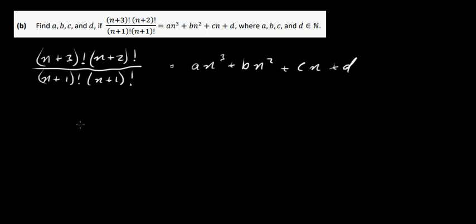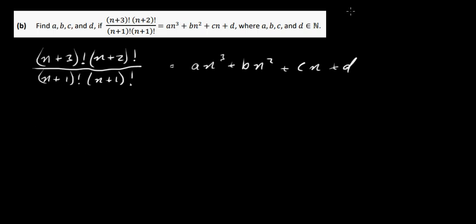Now I can see here on the bottom I've got an n plus 1 factorial and an n plus 1 factorial. So what I'm going to do is bring this one here and this one here down to n plus 1 factorial so that I can cancel these two, or divide them if you like.